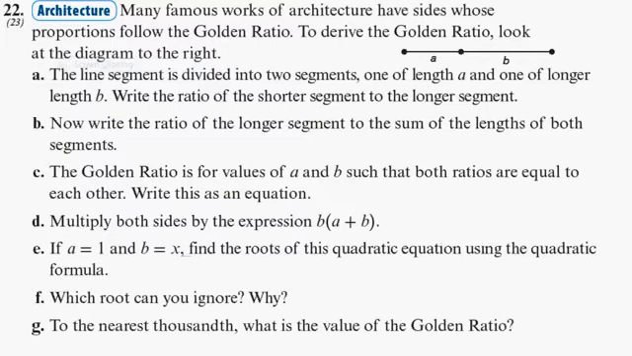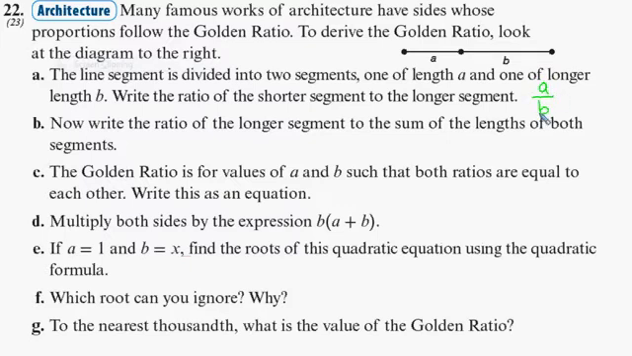It says for letter A, the line segment is divided into two segments, one of length A and one of longer length B. Write the ratio of the shorter segment to the longer segment. Well, there's an easy one. A to B. Okay, letter A done.